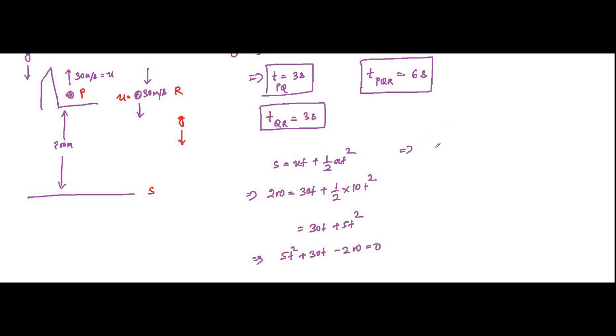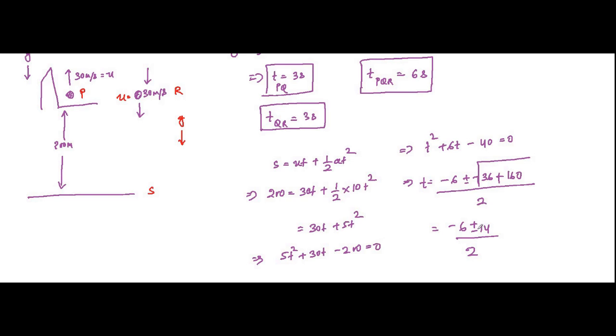So that implies, taking 5 common again, t square plus 6t minus 40 is equal to 0. That implies t is equal to minus b plus minus root of b square, which is 36, minus 4 into 40, so it will become plus 160, by 2a, 2 into 1, 2. That is equal to minus 6 plus minus root over 196, which is 14, I think. Yes, 14 squared is 196, so minus 6 plus minus 14 by 2.